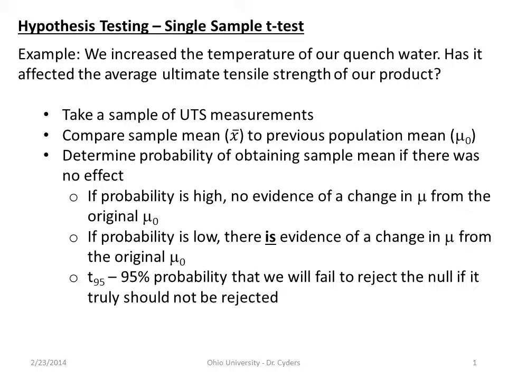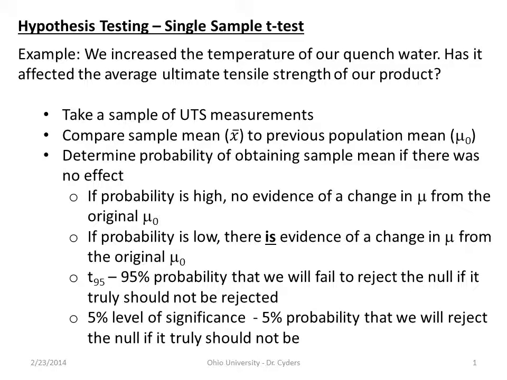If our t-value is greater than the t95, then we know that the difference between those two means is significant enough to make that determination at a 5% level of significance. In other words, there's a 95% probability that we would fail to reject the null if it should be rejected, or should not be rejected.